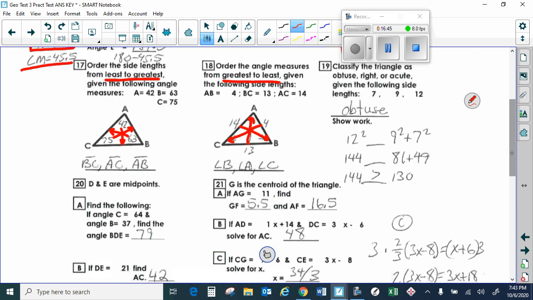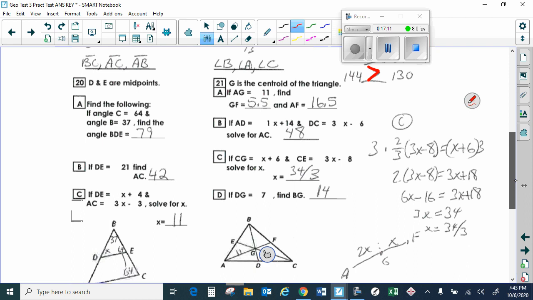So first off, it has to be able to fit a triangle, which it does because 7 plus 9 is greater than 12. So remember, I do C squared. C is always the longest side. You just got done doing this. So 12 squared on the left, blank, 9 squared plus 7 squared. 144, how does that compare to 130? 144 is greater, so therefore it is obtuse. C squared is greater than that.